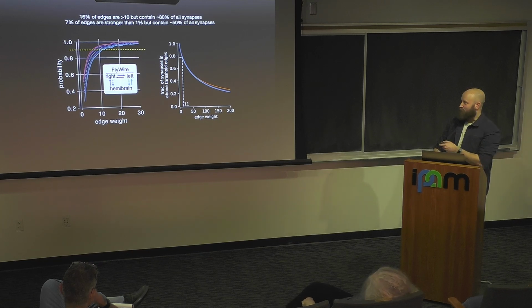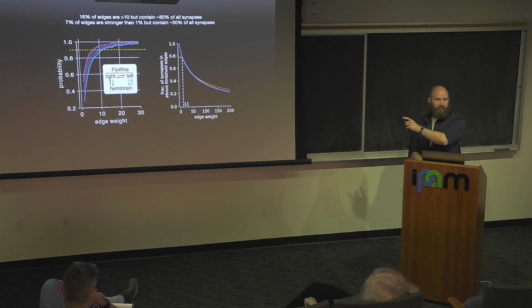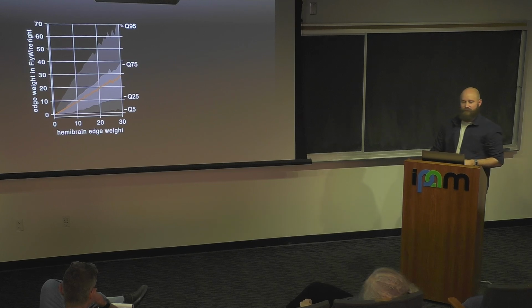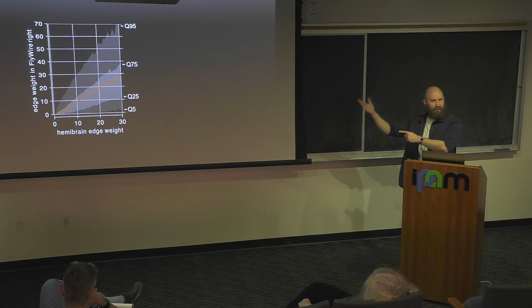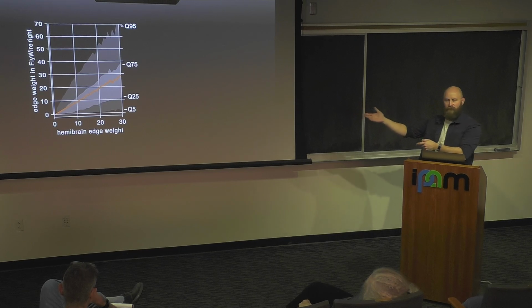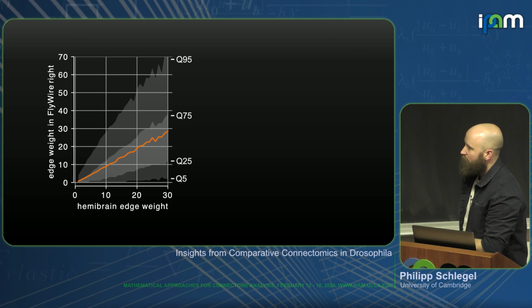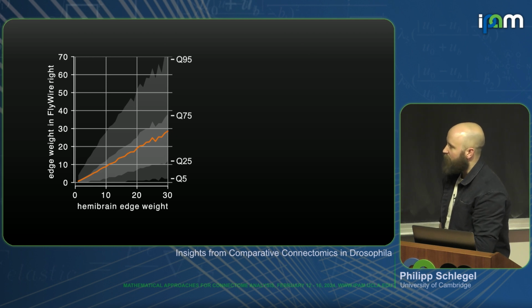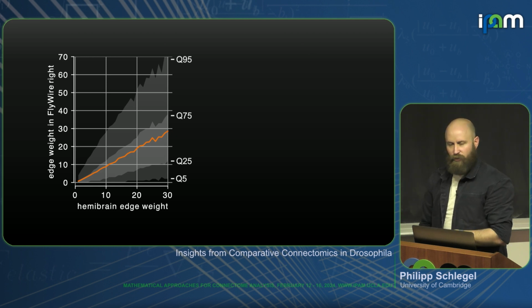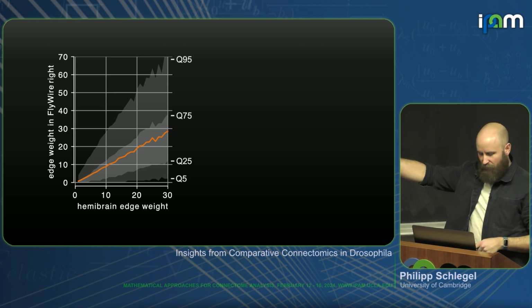Okay, so moving on. So far it's still a binary question, does it exist or not? What we can also do is ask, given an edge of 30 synapses in one brain, even if it exists, what's the weight of the edge in the other brain? So that's what we're looking at here. This is the hemibrain edge weight against the FlyWire edge weight. In this case, on the right-hand hemisphere, it looks the same if I use the left-hand hemisphere. The orange line is the average, and the envelopes are the quantiles. And you can see it's a huge spread, right?